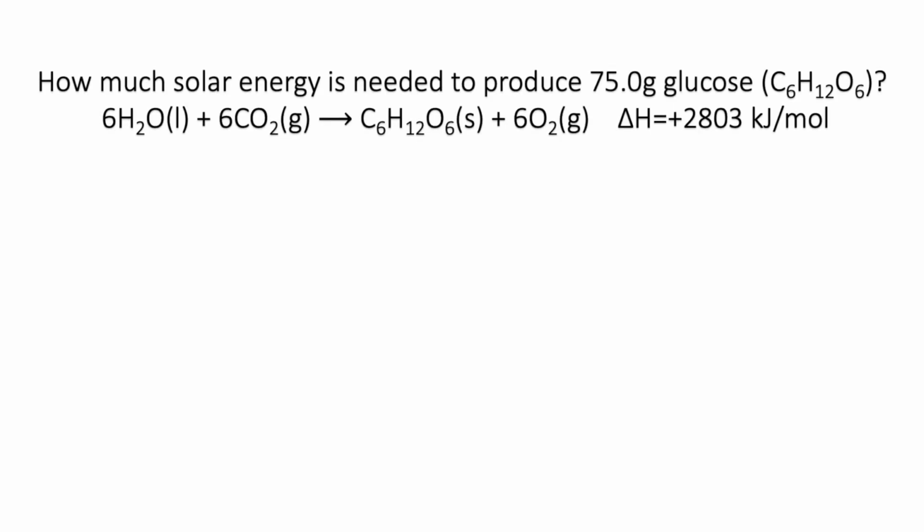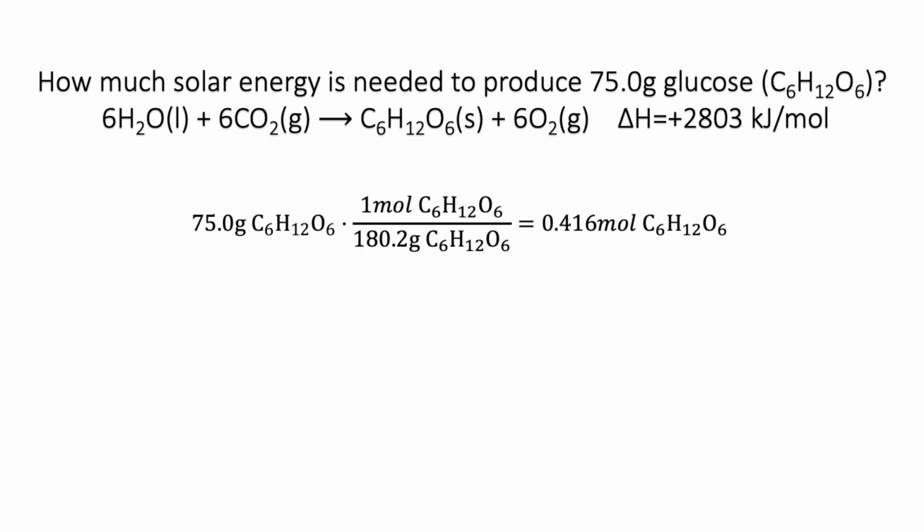Let's do a practice problem together. Consider the following thermochemical equation for photosynthesis, which has an enthalpy of positive 2,803 kilojoules per mole. How much solar energy is needed to produce 75 grams of glucose, which is C6H12O6? Firstly, we need to determine the amount of moles in 75 grams of glucose, and then we can calculate the solar energy required. To determine the number of moles, we need to divide by the molar mass of glucose, which is 180.2 grams per mole, and is equal to 0.416 moles of glucose.